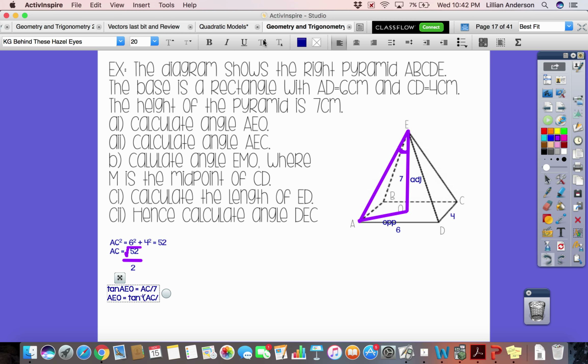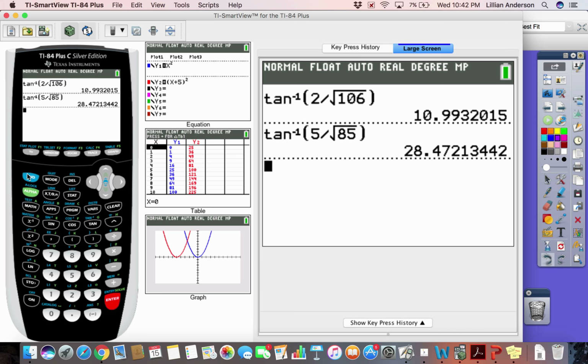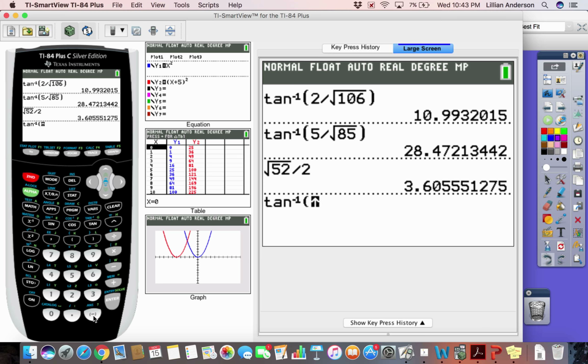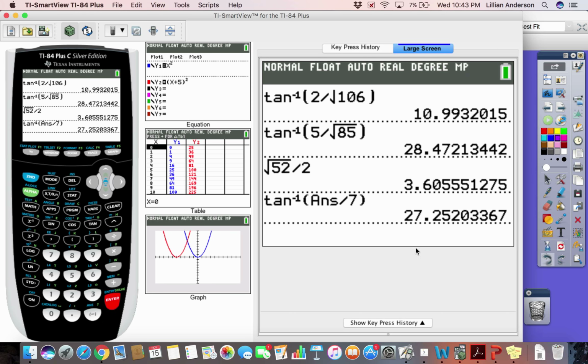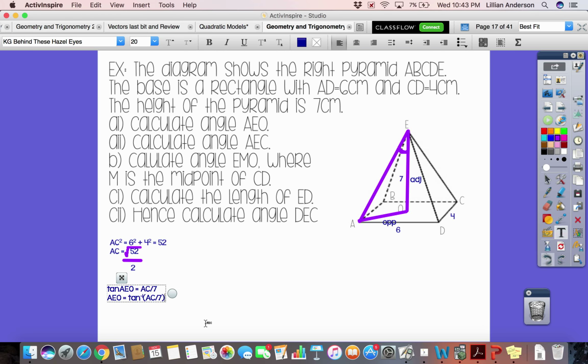So this is when we go into our calculator. I'm just going to do the square root of 52 and divide it by 2. I get my answer. I'm going to go ahead and take the tangent inverse of that answer divided by 7, close my parentheses, to get my final answer, which, rounding to 3 significant figures, is 27.3. So AEO is equal to 27.3 degrees. That is our answer to A.